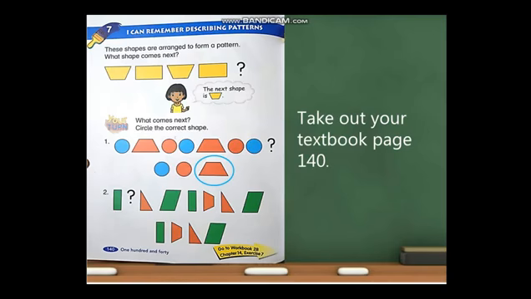Number 2. Rectangle, and then we don't know, and then triangle, parallelogram, rectangle, trapezium, triangle, and parallelogram. So, what comes next after rectangle? Yes, it's trapezium.